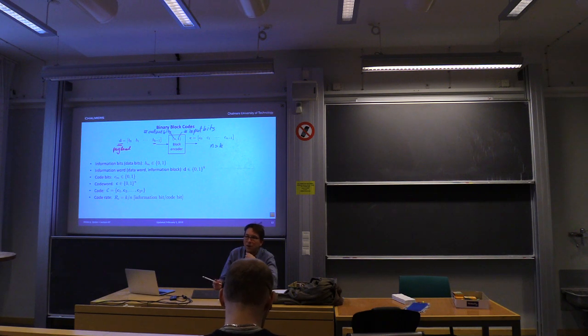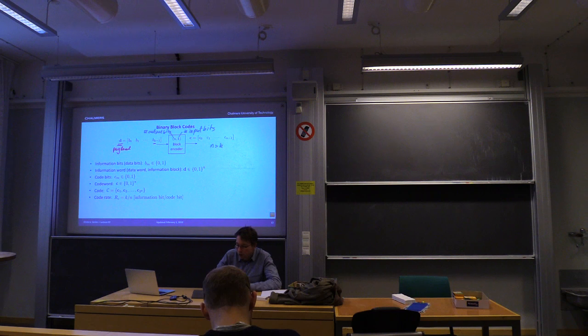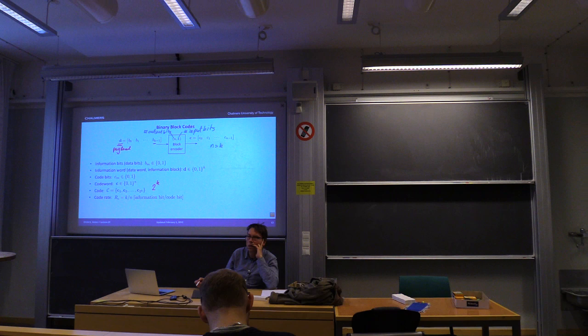Well, I mean, it's there, right? So the number of code words is 2 to the power of k. Why is that? Why is the number of possible outputs 2 to the power of k?